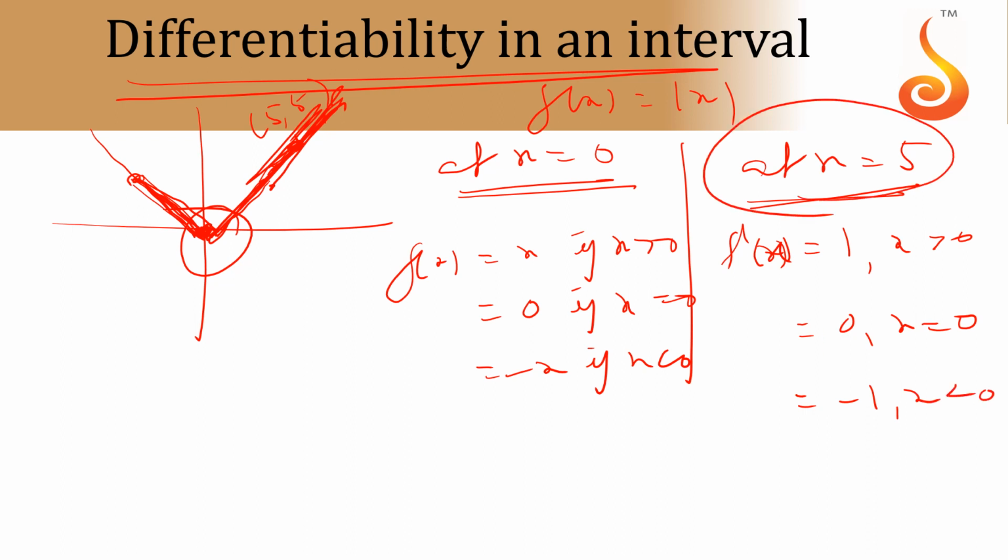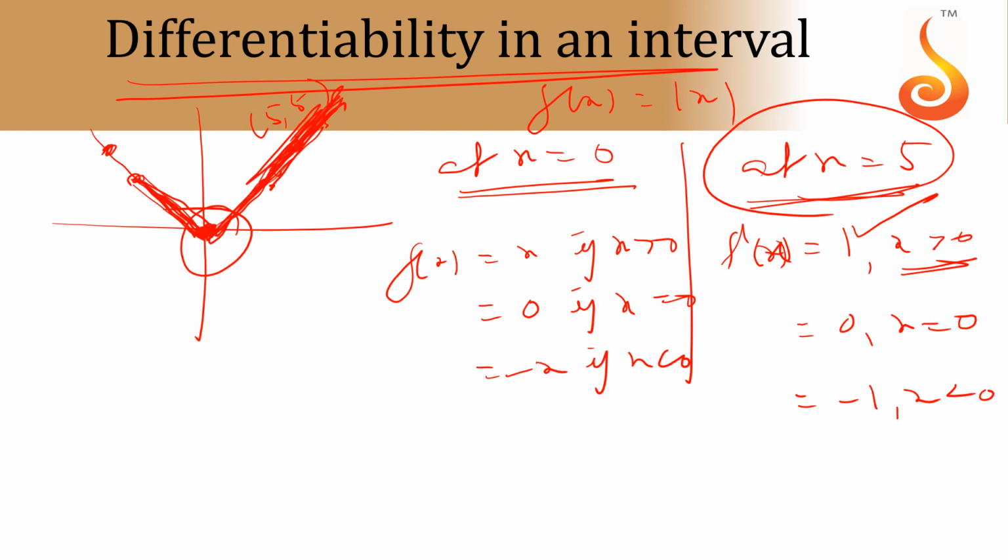At x equal to 5 means x is positive. Derivative is 1. See, that only we are telling. At x equal to 5, left side or right side, that is the same straight line, it is coinciding. That's why the derivative at 5 is 1. Suppose if I ask the derivative at some -7, it will be -1. But the derivative at 0, left side is -1, right side is 1. That's why the derivative does not exist.